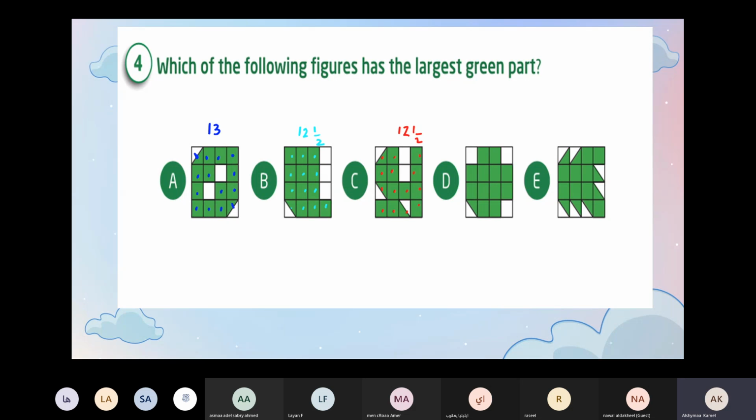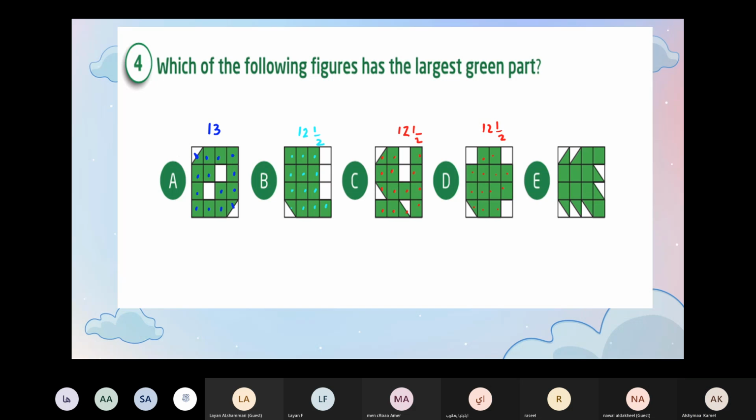Layan Al-Shimmari, choice D. Count how many green parts? 1, 2, 3, 4, 5, 6, 7, 8, 9, 10, 11, 12, and I have 12 also and a half. Okay. Last one. Let's see how we found the answer.